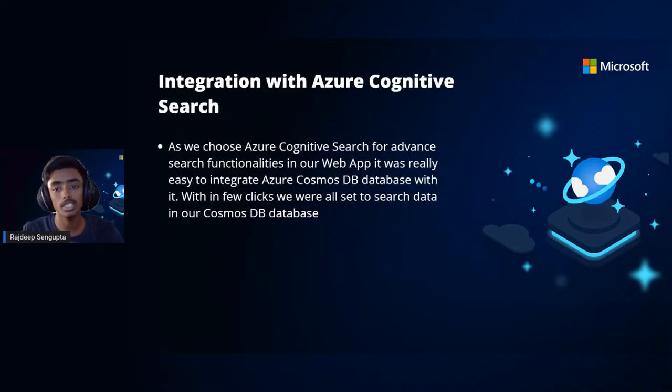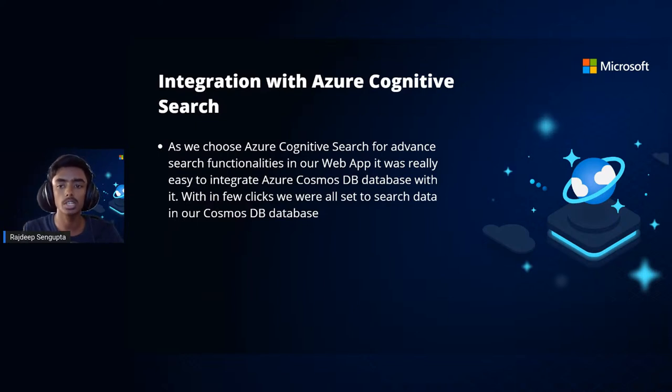Now, the point is integration with Azure Cognitive Search. As we choose Azure Cognitive Search for advanced search functionalities in our web app, it was really easy to integrate Azure Cosmos DB database with it. Within a few clicks, we are all set to search data in our Cosmos DB database.